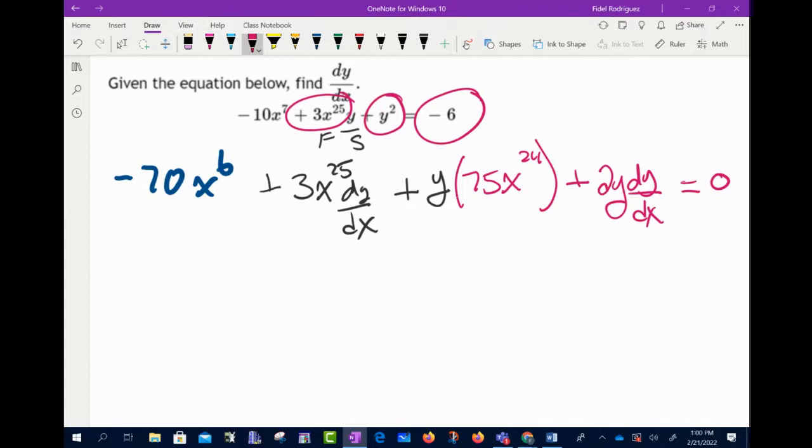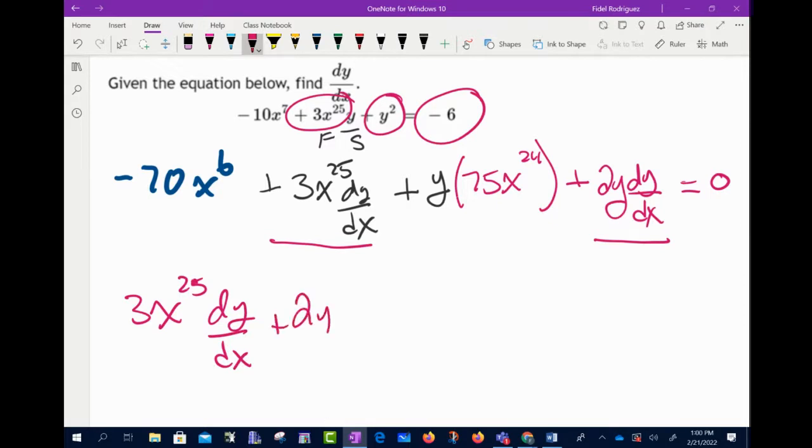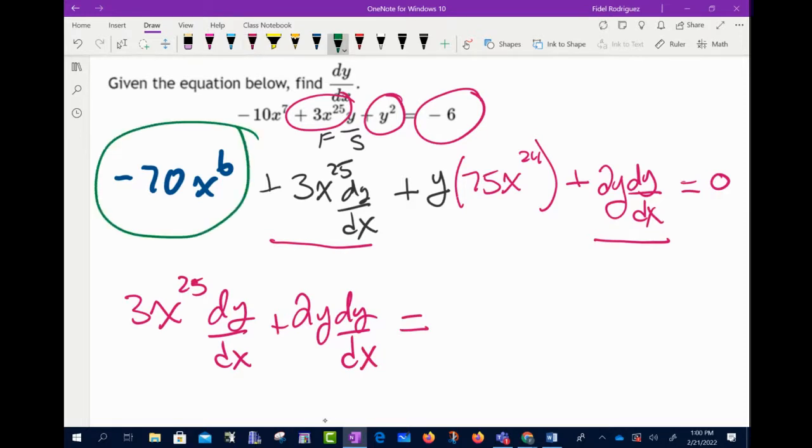Like I said, y'all, the hardest part to me in these problems is figuring out the algebra part. So the easy way to do this is, anything that has a dy dx, let's put them together. What I mean by put them together is I'm just going to write it like this: 3x to the 25th dy dx plus 2y dy dx. Now the next thing I'm going to do, y'all, is move these guys.